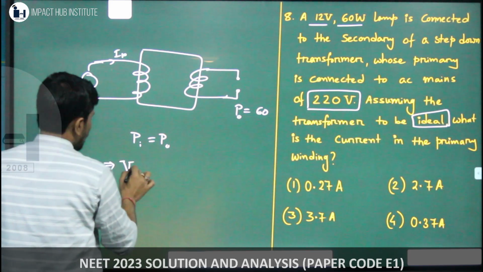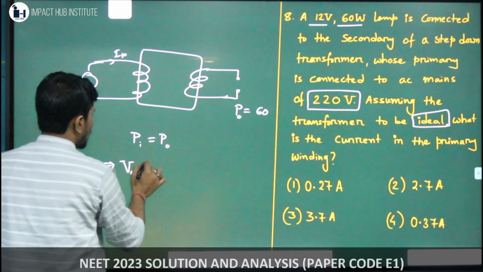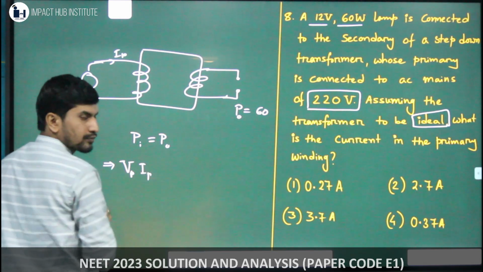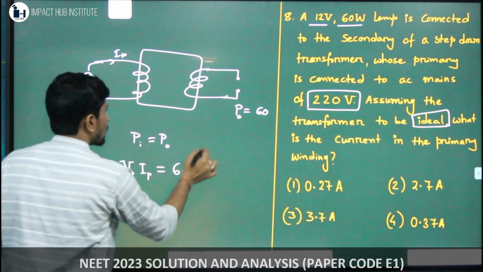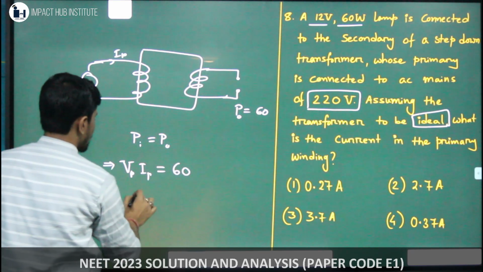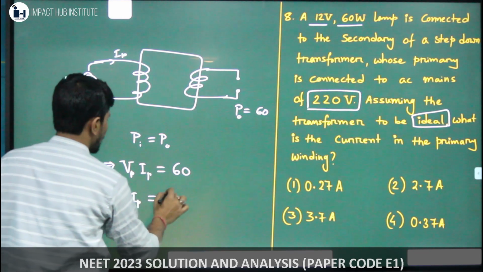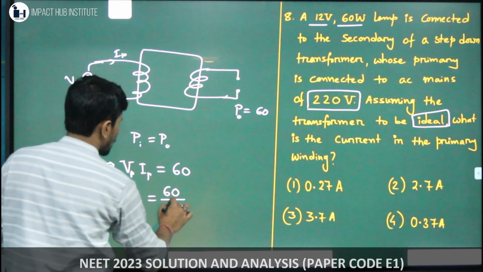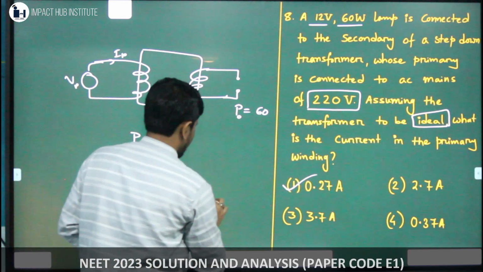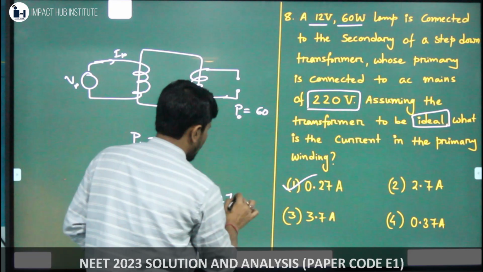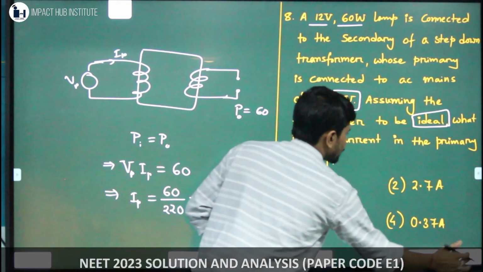Input power means input potential or input EMF multiplied by the primary current, equal to the output power, which is 60. So therefore primary current will be equal to 60 divided by 220, and when we solve it, the answer will come out to be 0.27 ampere. Let's move on.